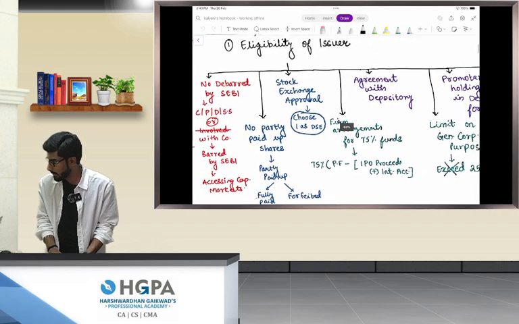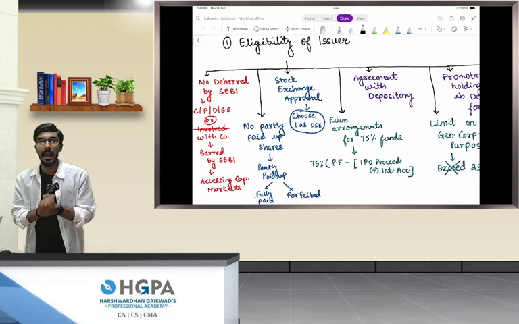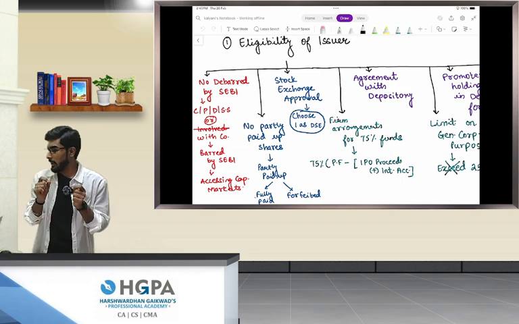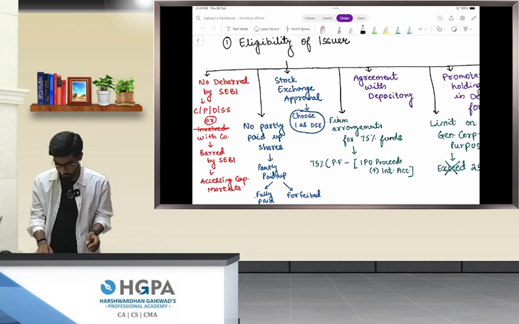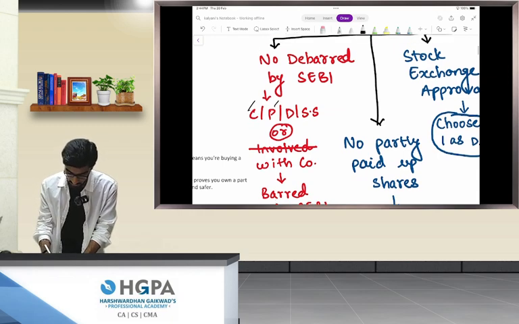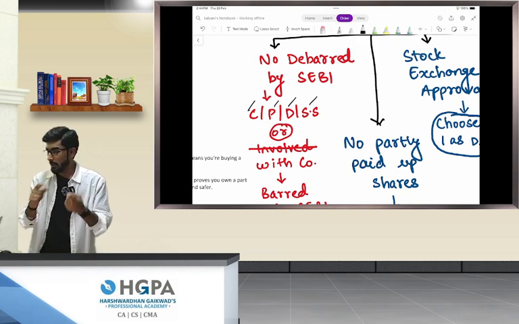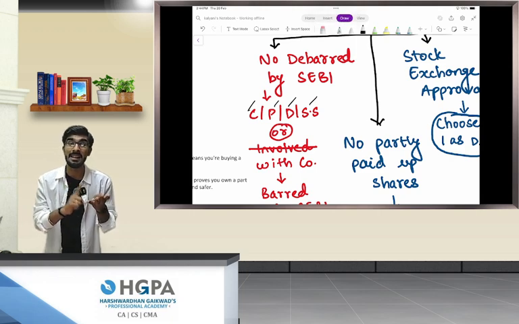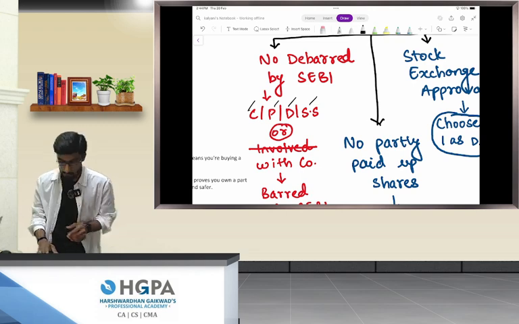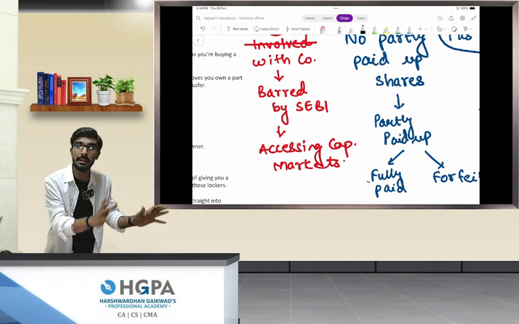Yes. The first concept that we are going to study is eligibility of issuer. Quickly we will understand. First point is the issuer, promoter, director. Over here, this is company, this is promoter, this is director, this is selling shareholder. So, company, promoter, director or selling shareholder should not be debarred by SEBI, or he should not be involved with companies who are debarred by SEBI from accessing the capital markets.